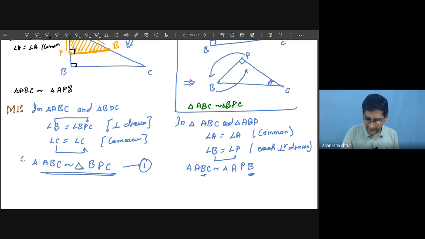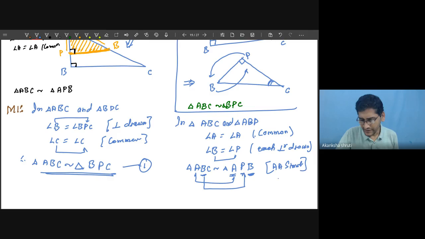Here angle A is matching, so vertex A is at the position of A. But corresponding to vertex B, the P is matching, so we have to write P here. Then the remaining C, the new triangle consists of vertices A, P, B, so C will match with B. This is the way. Why? By AA similarity. The reason you also have to write. Take this as 2. So from 1 and 2, what can we write?